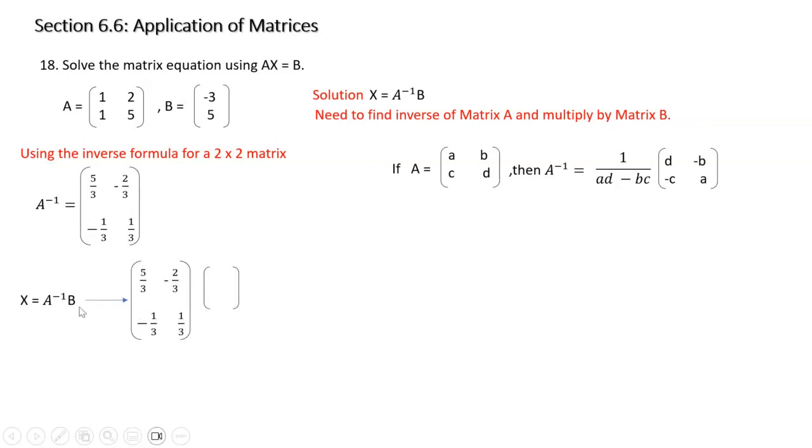Okay, that's the inverse. That's matrix B. So here, guys, I'm going to multiply a 2 by 2 by a 2 by 1, so it can be done, and the answer will be a 2 by 1.